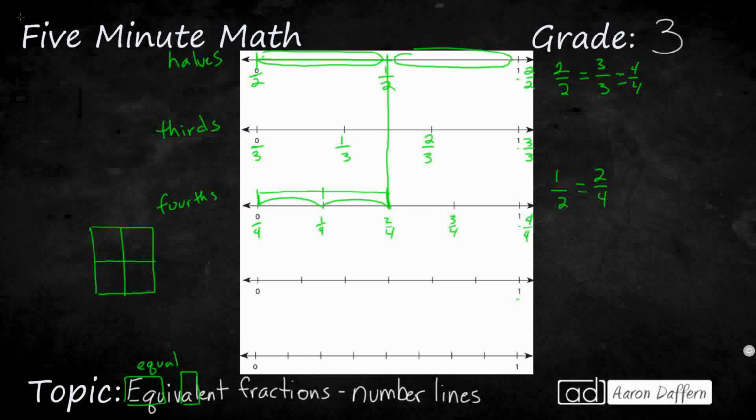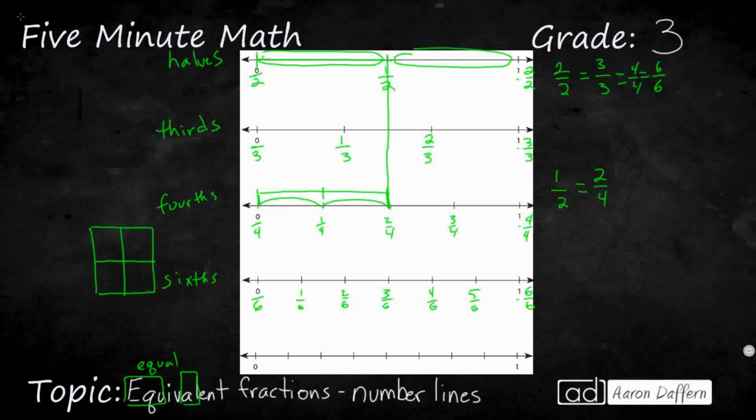1, 2, 3, 4, 5, 6. These are sixths. All right, so we're going to go ahead and just put these out here. 1/6, 2/6, 3/6, 4/6, 5/6, and then we can put our 6/6 right there.